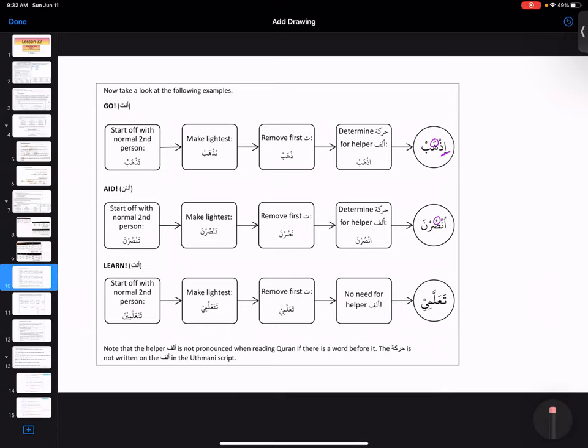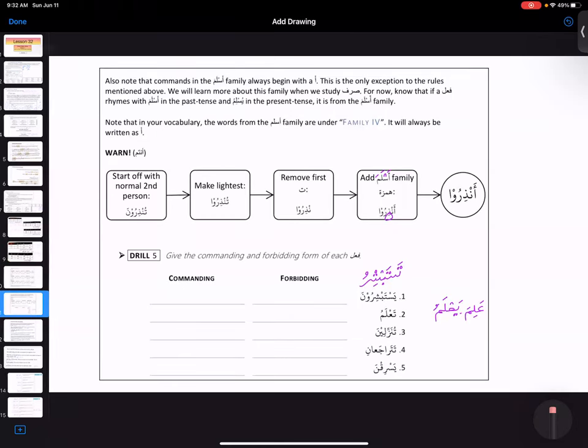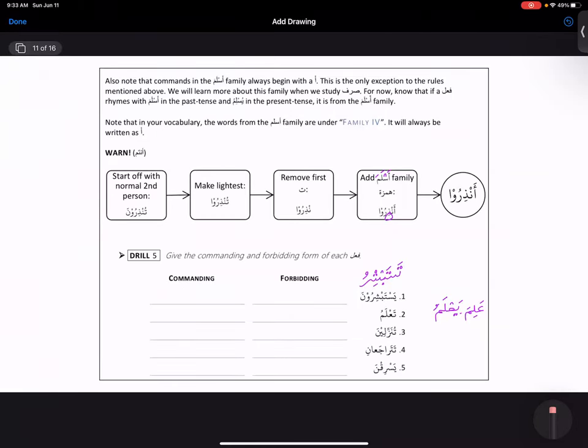Some of the family are very easy to turn into Amar, and some we need to bring the helper Alif. So you will see, let's do some practice over here. We need to turn that into commanding and forbidding. So the word is yastabshiruna.